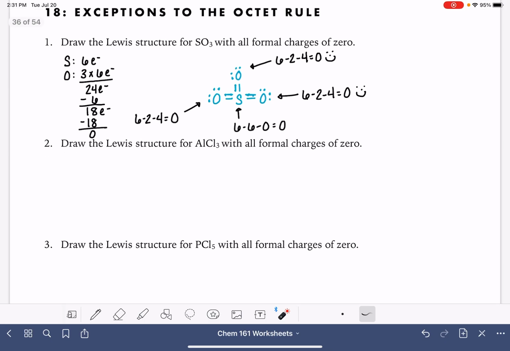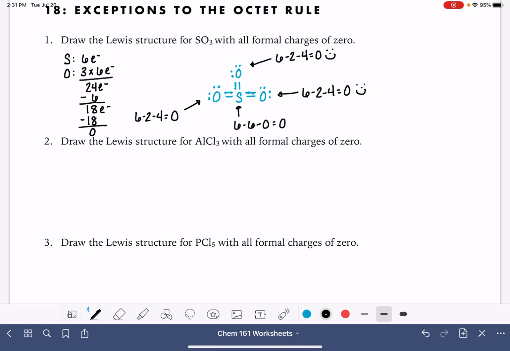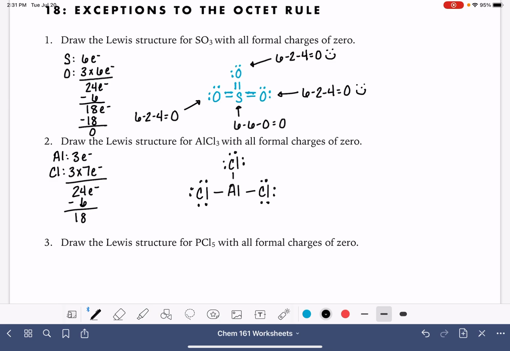Let's try this again with our next example. Aluminum trichloride, AlCl3. Aluminum has 3 valence electrons. The chlorine atoms in this molecule, we have 3 chlorine atoms. Each one has 7 valence electrons. That's going to be a total of 24. We want our aluminum in the center, and we want our 3 chlorine atoms around the aluminum. And those 3 single bonds used a total of 6 electrons, leaving us with 18 more. We're going to use those 18 electrons to work on the outer atoms' octets, and that is going to require 18 electrons, so that leaves us with none.